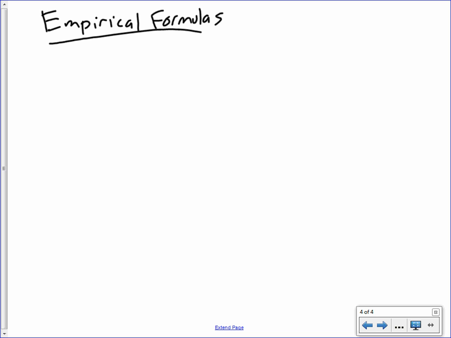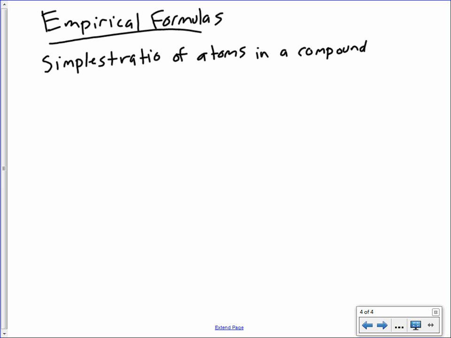Okay, so an empirical formula is basically, and I'm just going to write this out, the simplest ratio of atoms in a compound or a molecule. Okay, so an example would be, I'm going to give you two different compounds here, two different formulas. We have CO2 and we have C2O4. Okay, two different compounds here.